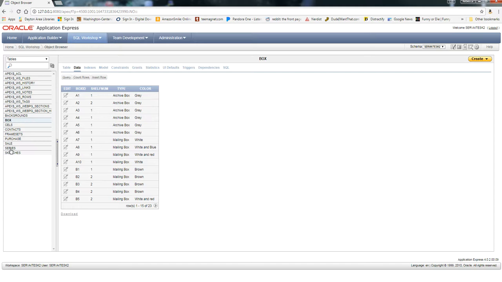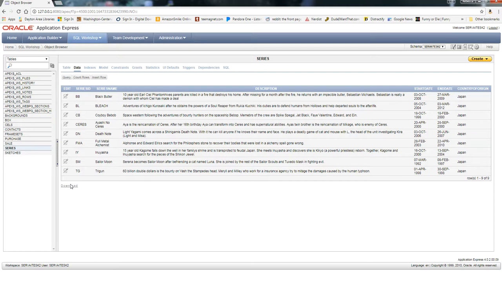All right, so now we'll move on to series. This is also another table that's in first normal form, and this describes a variety of series that I may have anime cells for, or from, and just gives a description of the series in case you ever forget or you need to give a quick description to someone. How long it ran, when it started, when it ended, what country it's from.